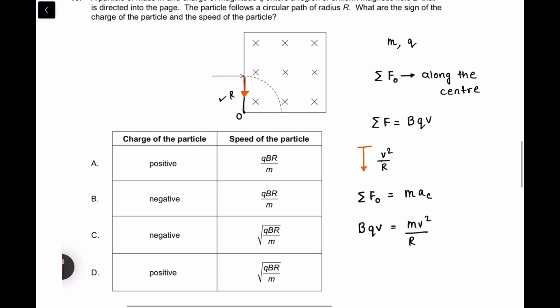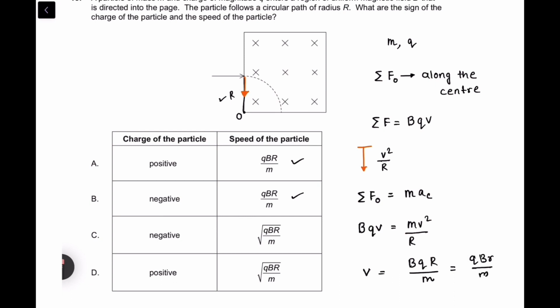So from here we get that r will be equal to... no, we need the speed of the particle. So if you just calculate, the speed of the particle will come to be bqr by m, so it can be written as qbr by m. Which of the following options match? Either this or this. Always try to eliminate options. Solve one part, eliminate options. It becomes easier and gives you more confidence.